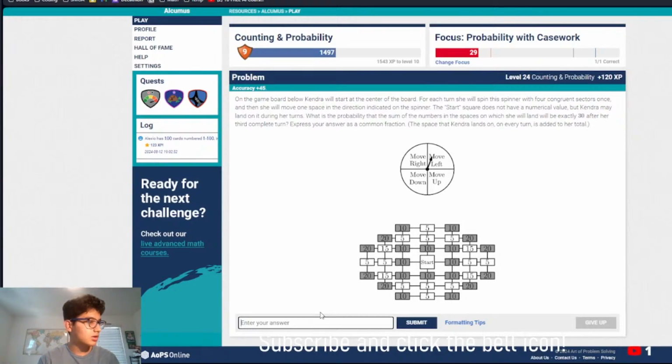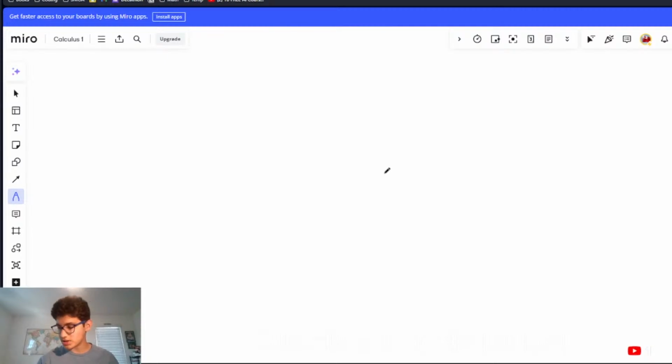In total, how many ways are there? You have 4 options again, 4 options again, 4 options again, right? Now what are the different ways that you can get 30? How many possible sets of 3 moves does she have? She can go in 4 directions anywhere. So after your first one, after your second one, after your third one. So in total, there are going to be 4 cubed, 64 possibilities, right? So we'll divide by that.